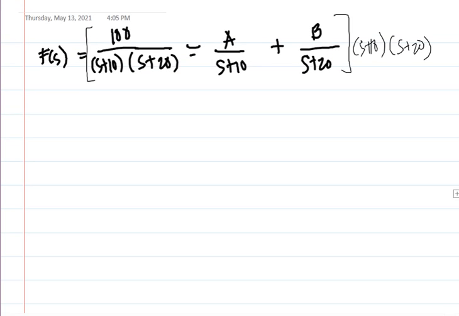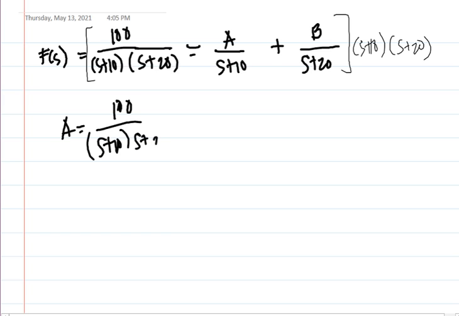Okay, so let us proceed. In the Heaviside technique, what we do is find the value of A. You take the whole equation. So we have 100 all over s plus 10 multiplied by s plus 20. Automatically this will be multiplied by the denominator, so this is multiplied by s plus 10. So this will be cancelled out.